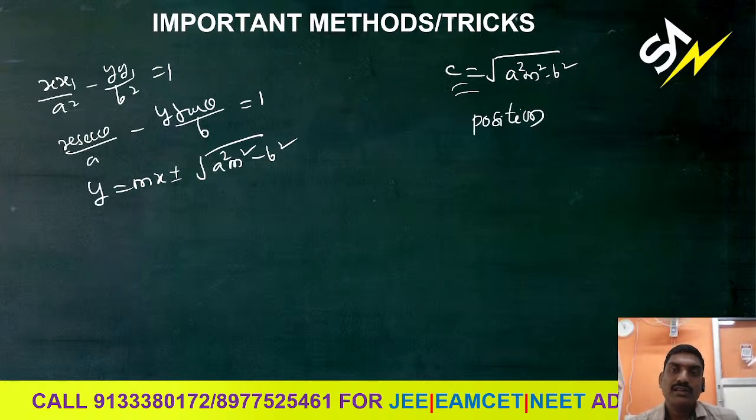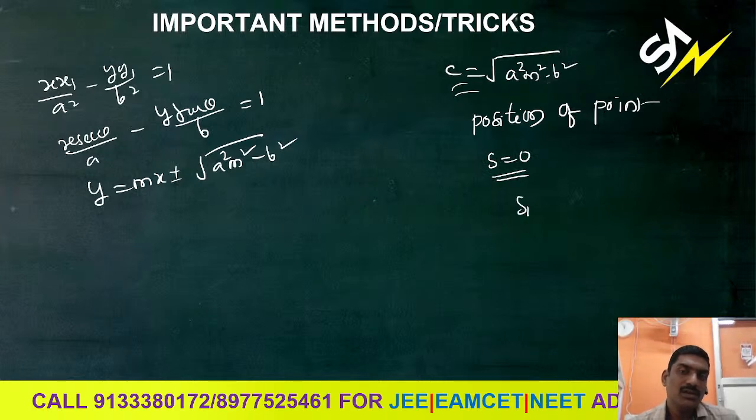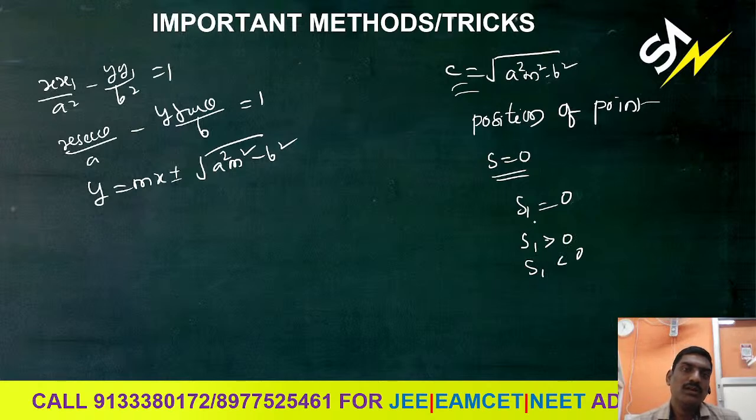Position of a point, directly we can substitute the point in the given curve, only we have to write the given curve in the form of a hyperbola. Directly we can check whether S1 is equal to 0 (on), S1 greater than 0 (outside), S1 less than 0 (inside the hyperbola). These things we have learned here.